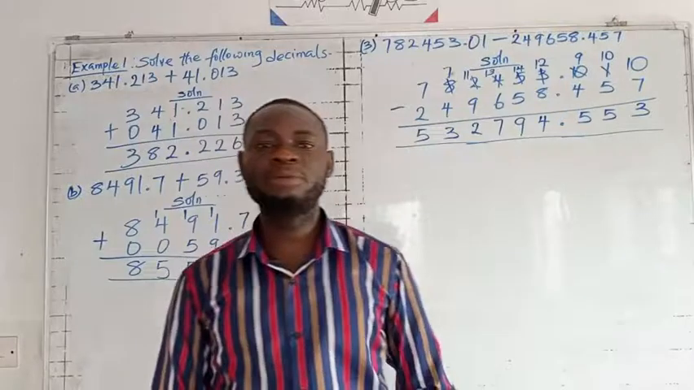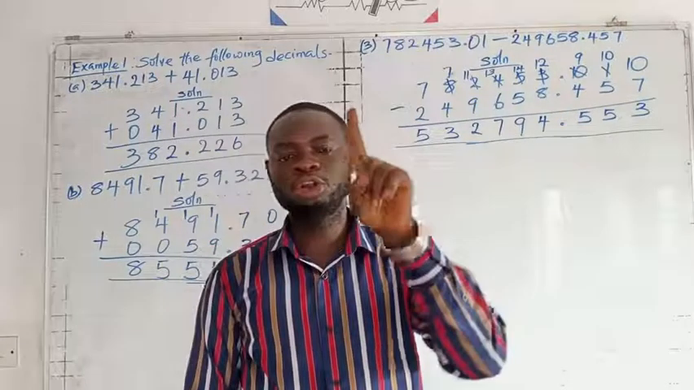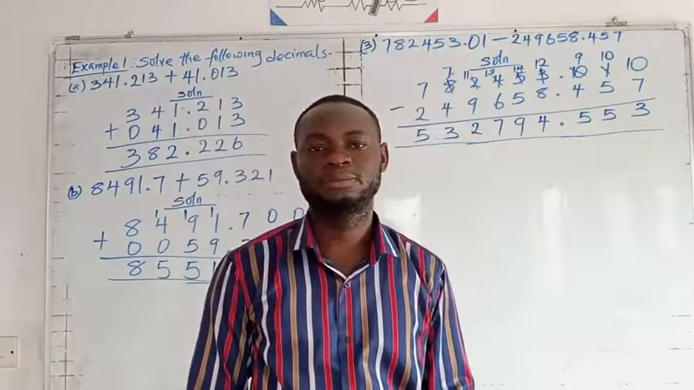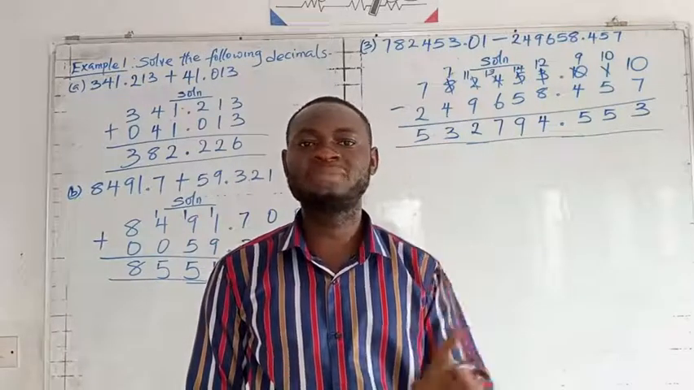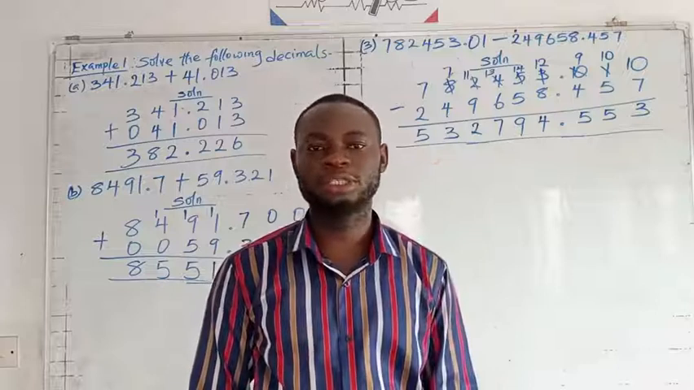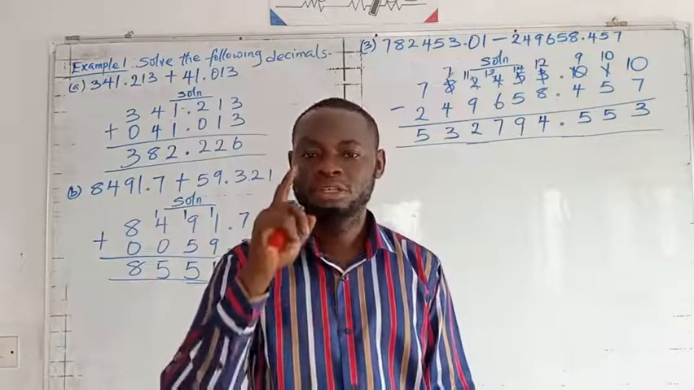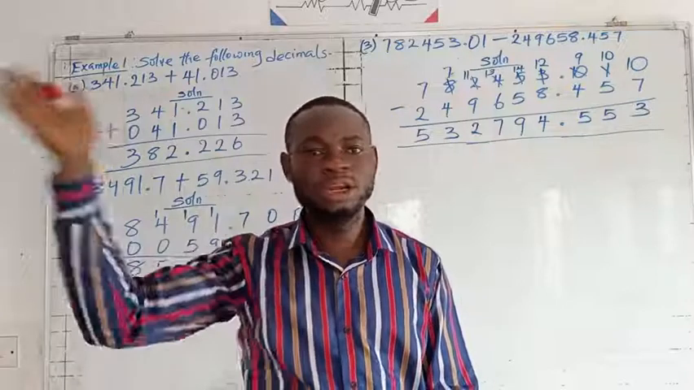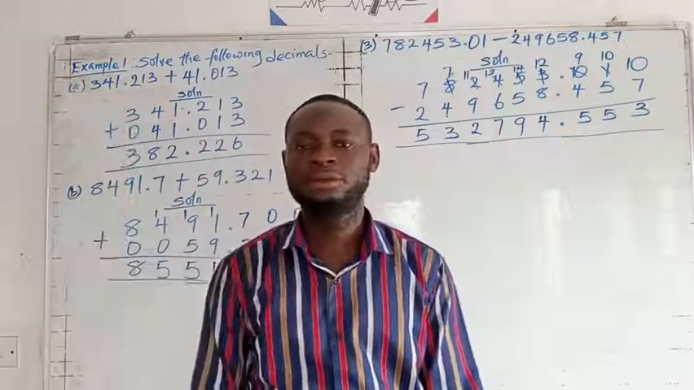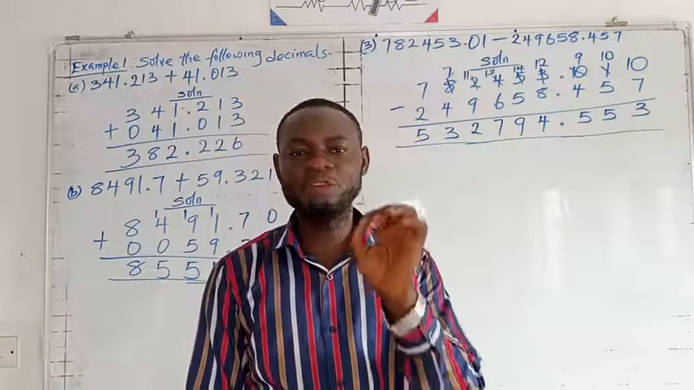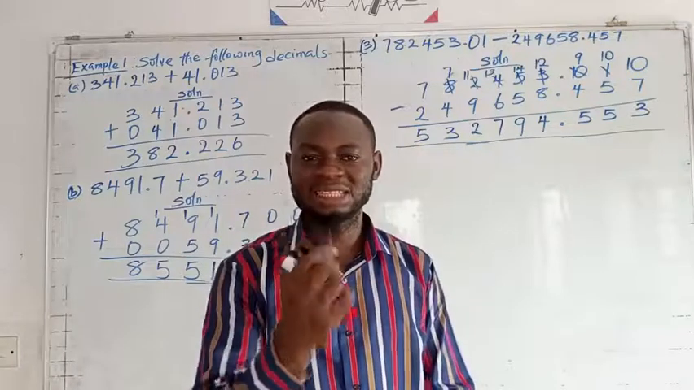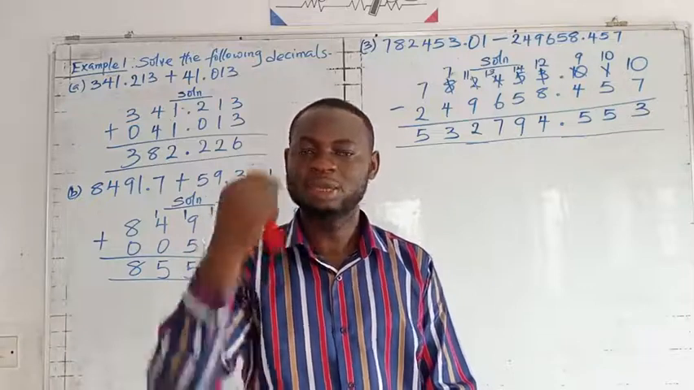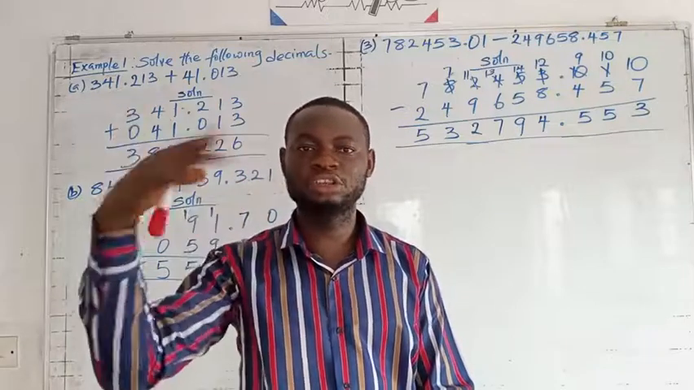Remember, every decimal number is made up of 3 parts: the whole number part, the decimal value part, and the decimal point. The whole number part starts from the unit place value, then up to millions, billions, tens of trillions. The decimal value part starts from tenths, hundredths, thousandths, ten-thousandths, hundred-thousandths, and it continues going like that.